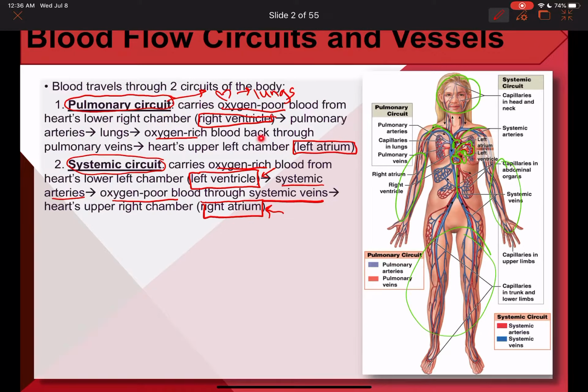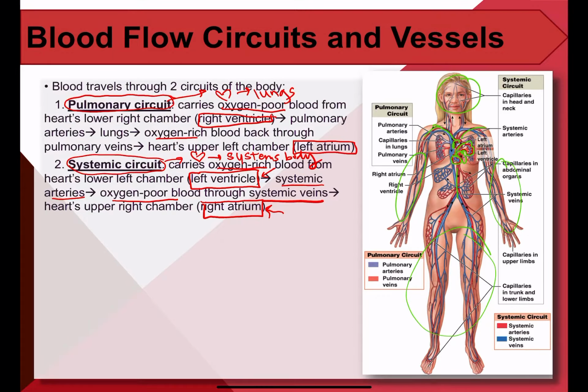Okay, so it keeps cycling between the pulmonary circuit, the purpose of which is to pick up oxygen from the lungs, and the systemic circuit, which is to deliver oxygen and pick up carbon dioxide to bring back to the lungs, okay? So the systemic circuit is traveling from the heart to the whole body, okay? Systems of the body, okay?